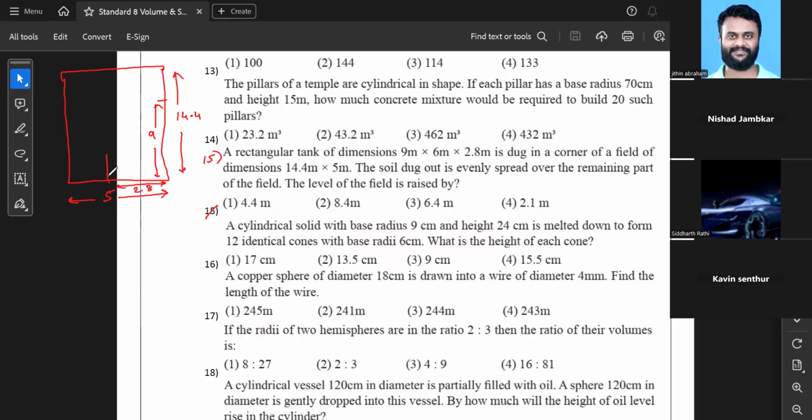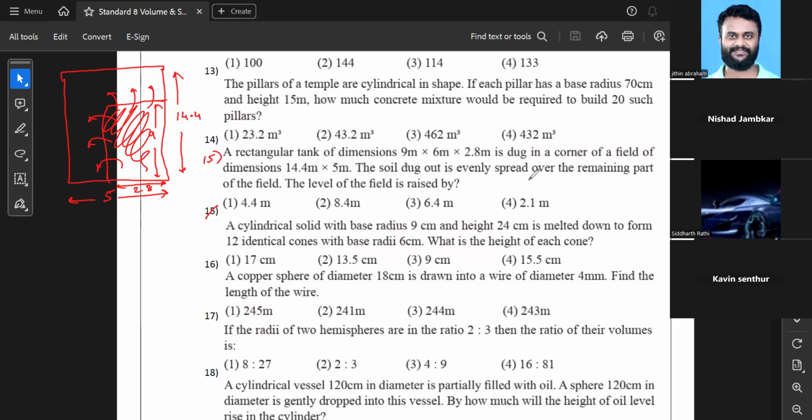2.8. So this is the digging they have done. 9 into 2.8 multiplied by depth. So this much portion they have dug. Now the soil, obviously after digging, they will definitely remove the soil outside and put it somewhere in the neighboring land mass. So the neighboring land mass is where they have put the soil.